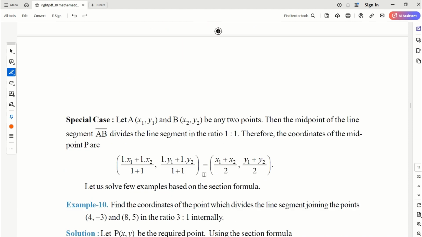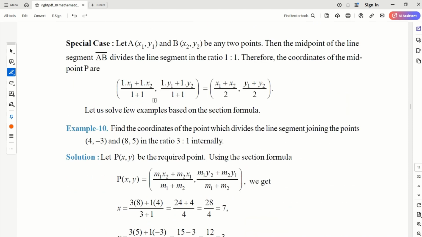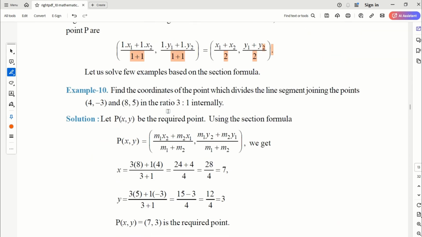And a special case is if it is a midpoint. A midpoint always divides the line in a 1:1 ratio, right? So you will replace M1 and M2 with 1. What you will get is (x1 plus x2) by 2 and (y1 plus y2) by 2. This is the midpoint formula. You can directly use this. It is less complicated, so you can remember it easily.